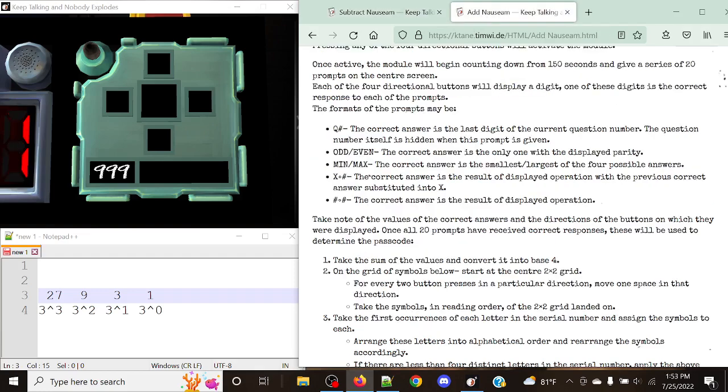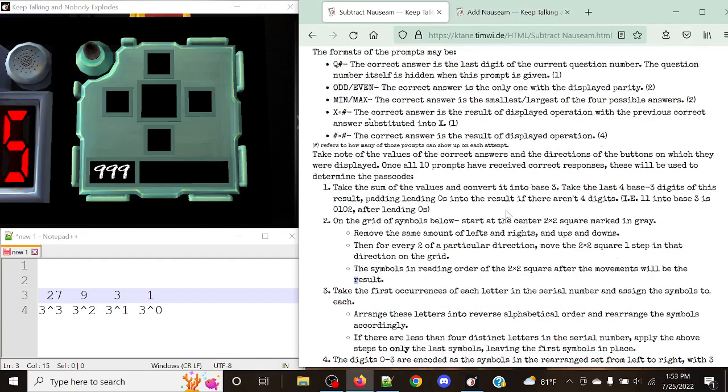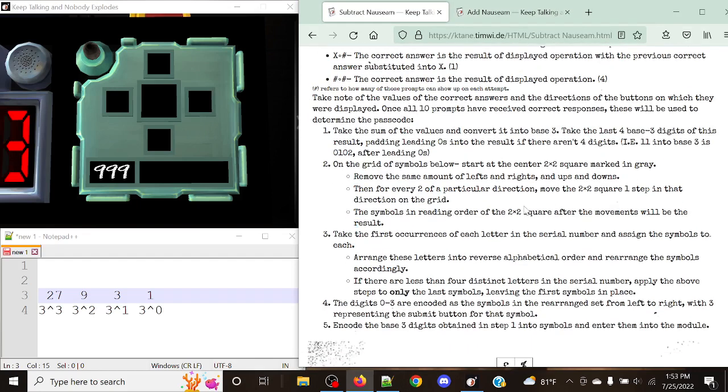That's another big difference between ad nauseam and subtract nauseam, and there is actually a reason why subtract nauseam doesn't like that. It's very important why, and I'll get into that in just a moment. Now, what's going to happen here is on the grid of symbols below, we're going to start at the 2x2 center of the square marked in the gray.